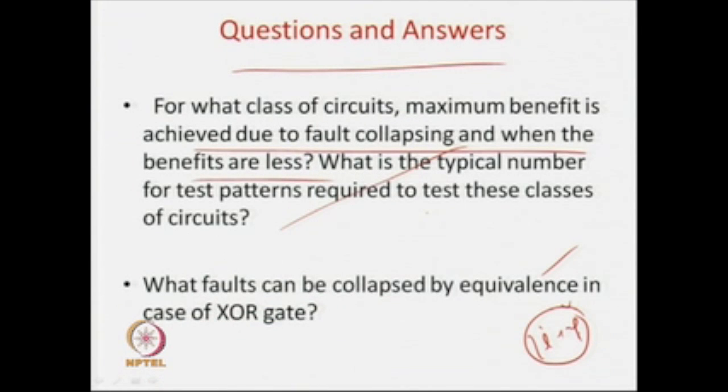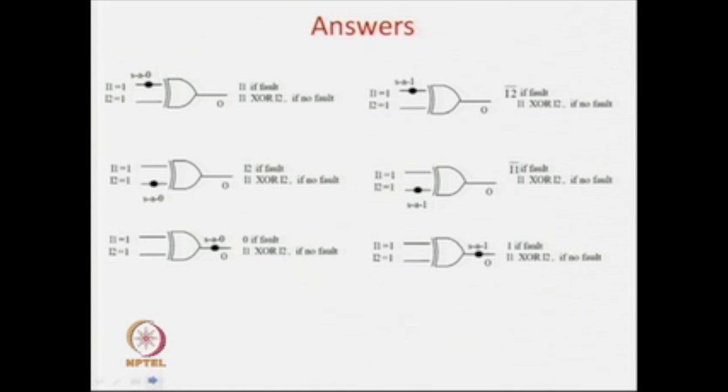The second question is, what faults can be collapsed by equivalence in the case of an XOR gate? We have seen in our study the AND gate, OR gate, inverter, and NAND gate, but we have not seen the XOR gate. Can we do anything by fault equivalence? The answer is no, because for fault equivalence, with a fault here and with a fault here, the output function should be equivalent. But this is not the case in an XOR gate. So we cannot have any fault collapsing by equivalence.